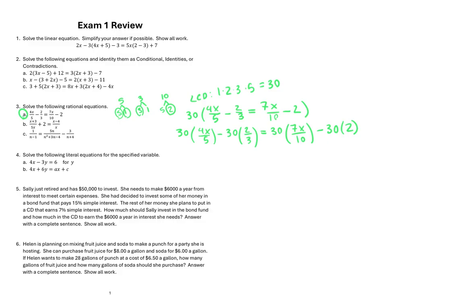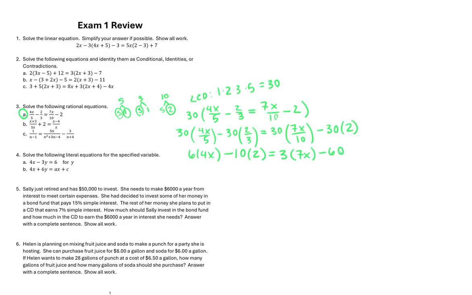Perfect. Now let's go ahead and get rid of our denominators. That's why we multiplied through by the least common denominator. Okay, so 30 divided by 5, that should give me 6. So now I have 6 times 4x. 30 divided by 3, that should give me a minus 10, and then I'm still left with a 2 in the numerator. Okay, and then I'm going to look at 30 divided by 10, that should give me 3 times that 7x, and then minus 30 times 2, that should give me minus 60. All right, let's keep going.